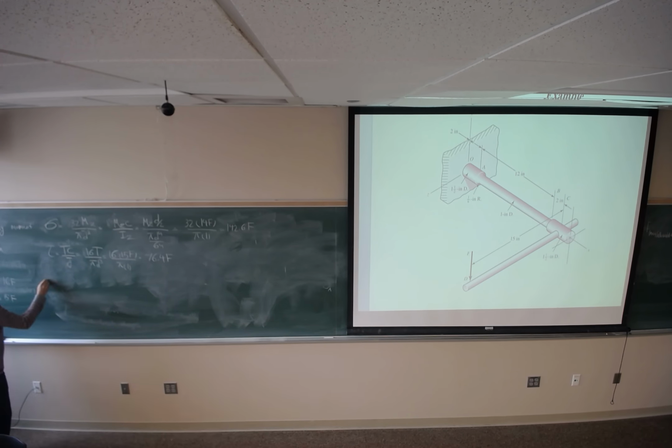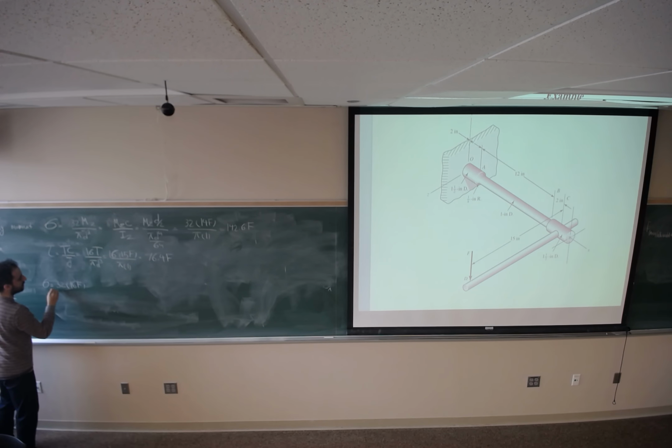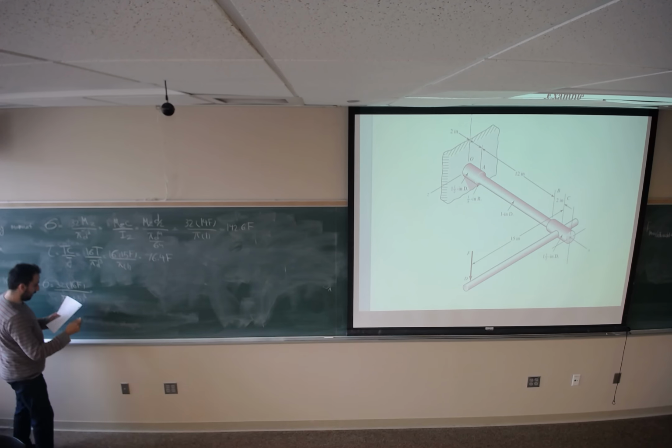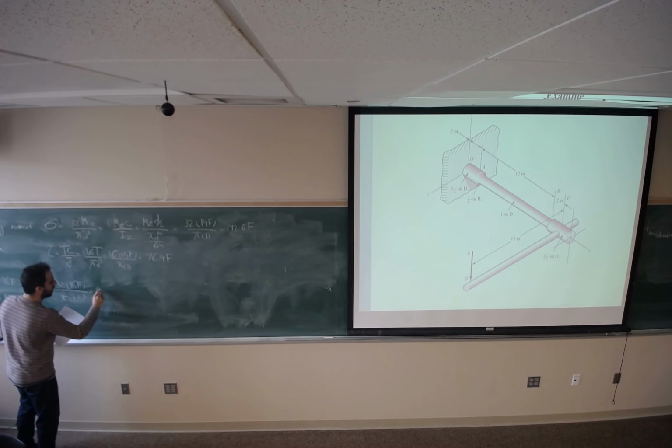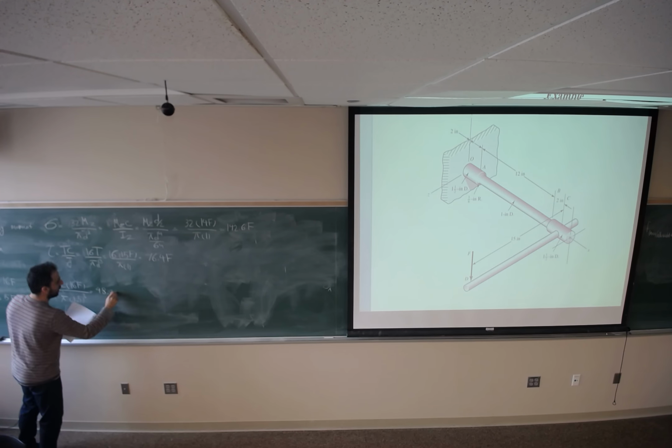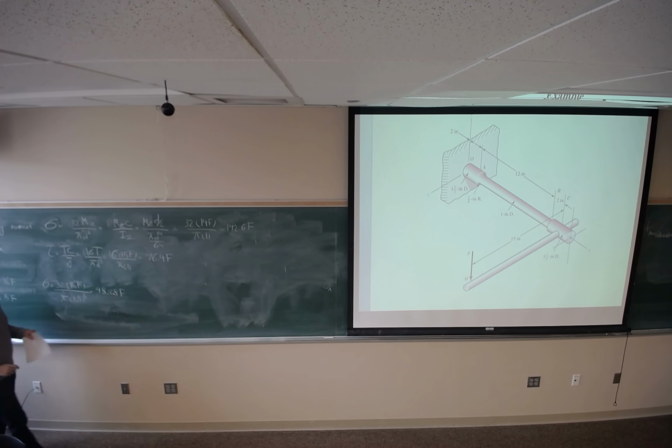So the normal stress is going to be 32 times MZ, which is 16F, divided by pi times diameter, but the diameter is larger. Not 1 inch, it's going to be 1.5 inch. It's going to be 48.28 F.